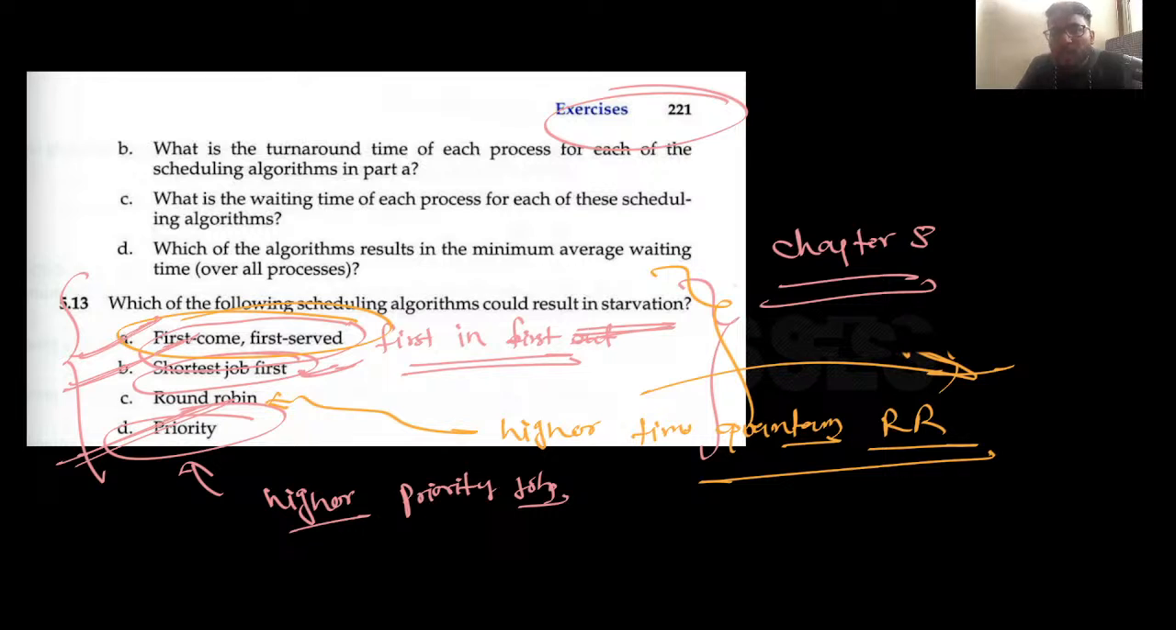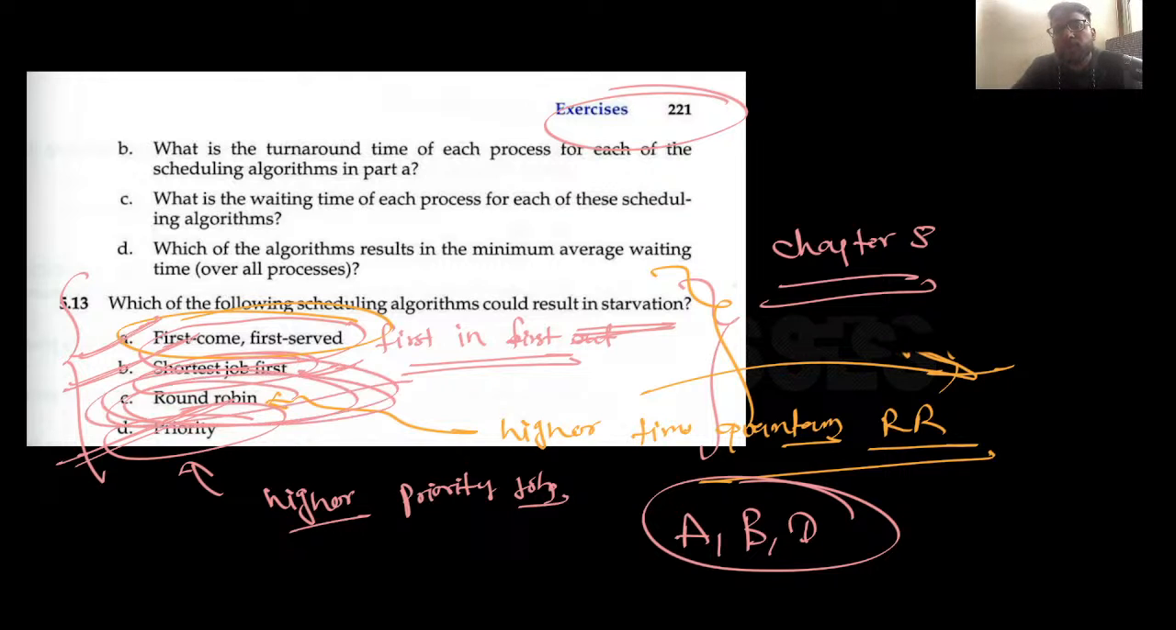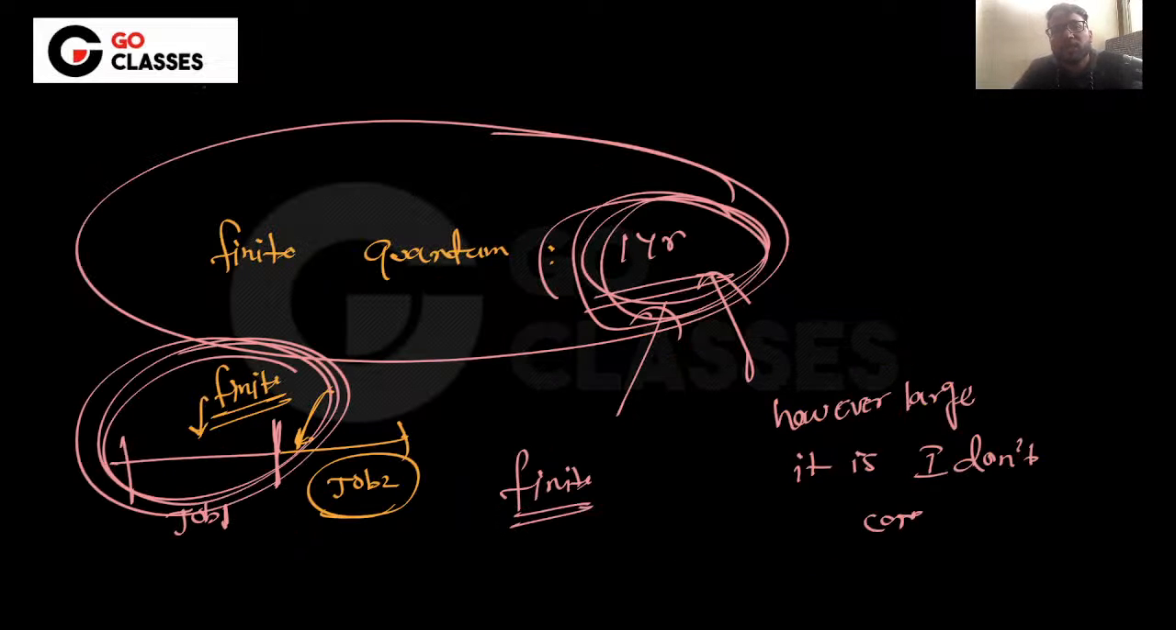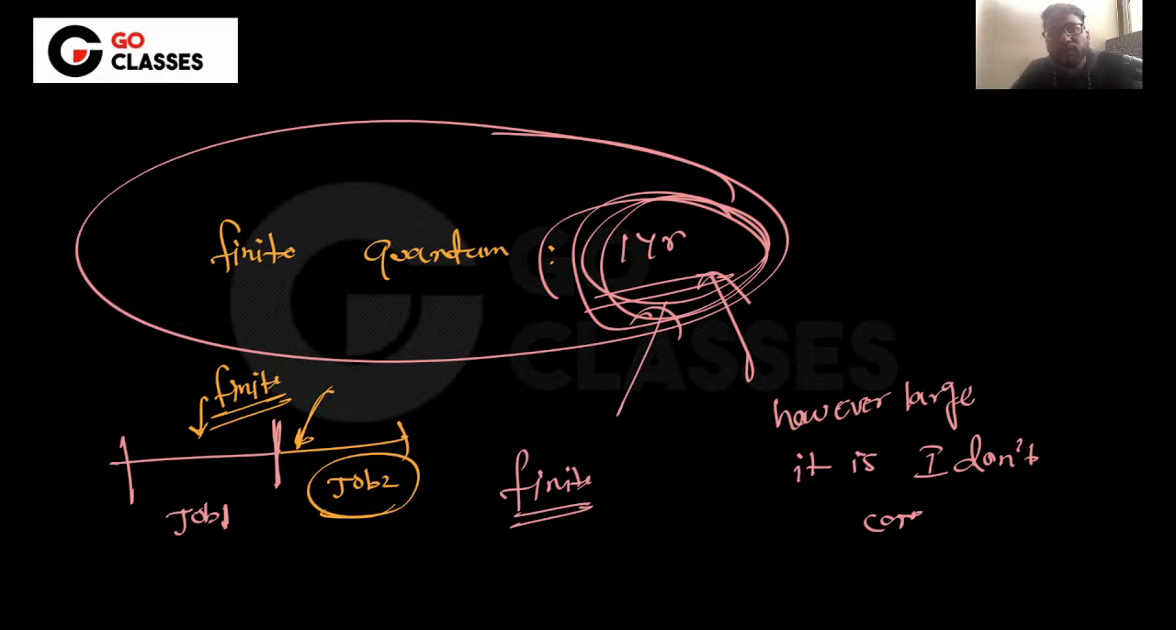So if the order of the options is the same, then I will say A, B, and D are the answers. C can never be the answer, because however big a quantum you have, round robin will never go to starvation, because after some finite amount of time, you are going to schedule your next job. Okay, let's move to the next question.